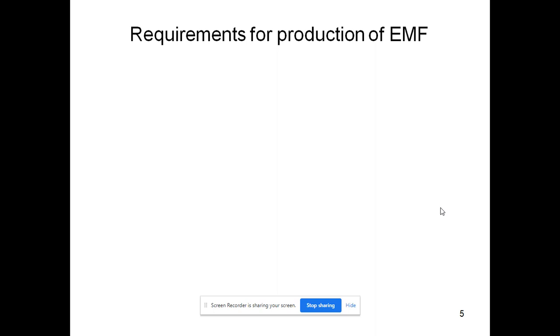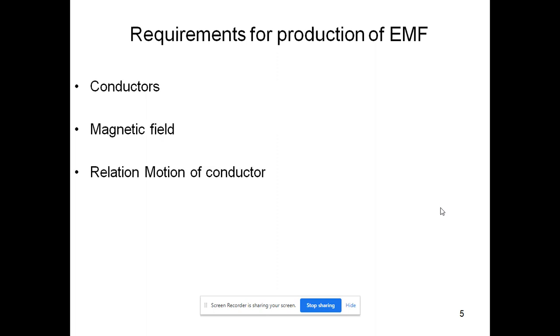Now let us know what the requirements are for the production of EMF. One is conductors, number two is magnetic flux, and there must be a relative motion of the conductor. It means the conductor must move in the magnetic field. Then only EMF will be induced.